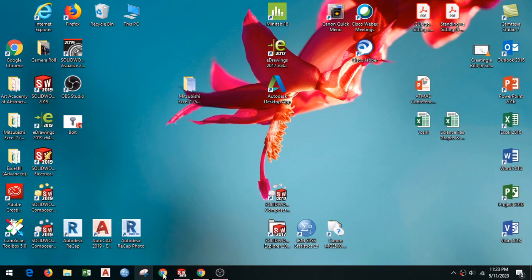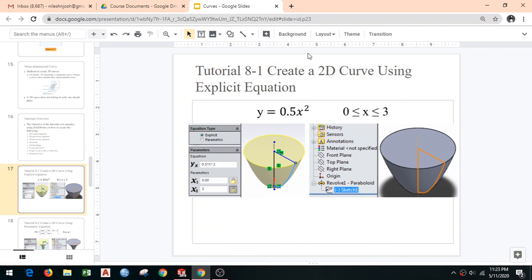Hello everybody. Today we are going to create a 2D curve in SolidWorks using an equation. So, equation driven 2D curve. The equation is in the explicit form. That means it is in terms of y and x, the scalar coordinates, x coordinate and y coordinate. So the equation is y is equal to 0.5 times x square, where x varies between 0 and 3.